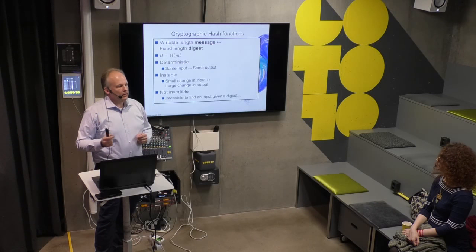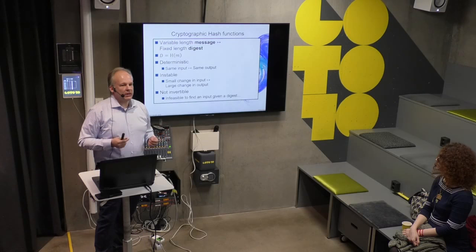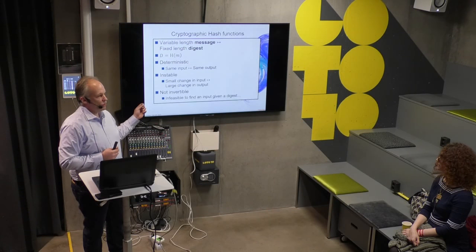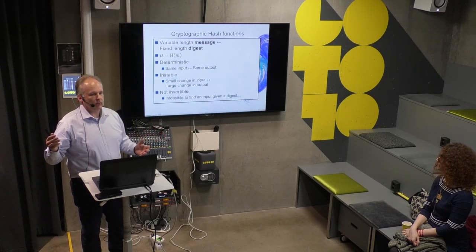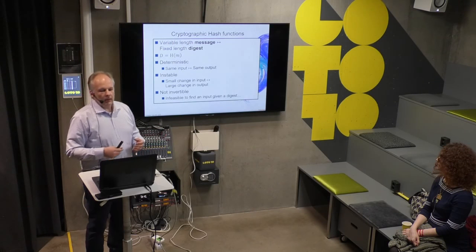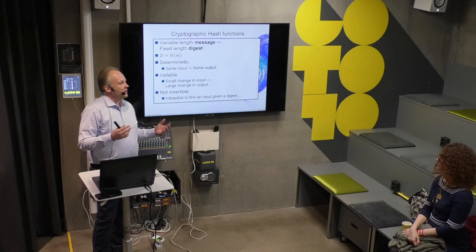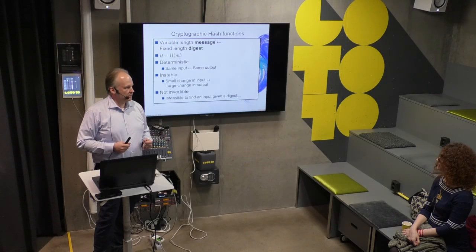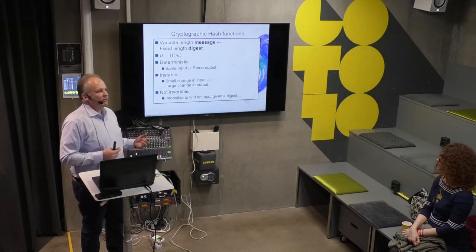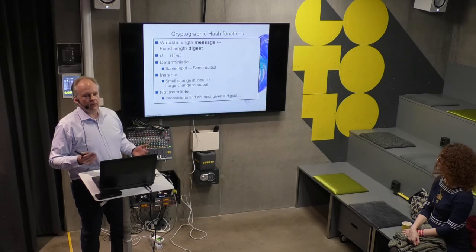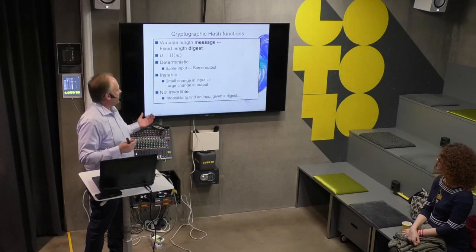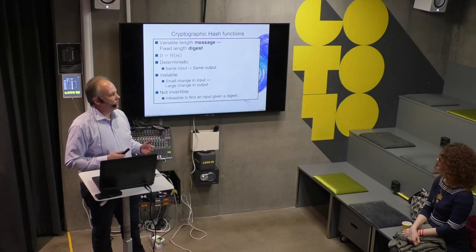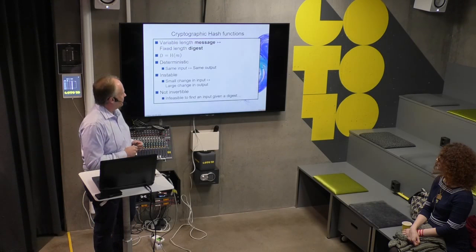And it's supposed to be unstable in the sense that a small change in the input message will create a very big change in the output. It's also deterministic, so the same message always produces the same digest. And it should be very difficult to invert. They say it's not invertible, but that's perhaps not correct. But it should be difficult to invert the hash function.